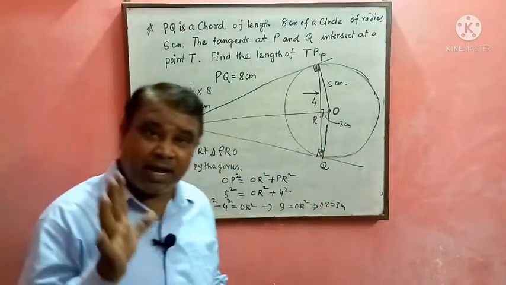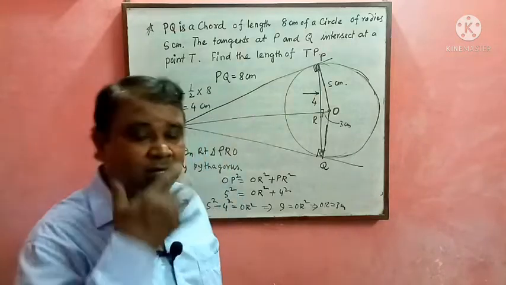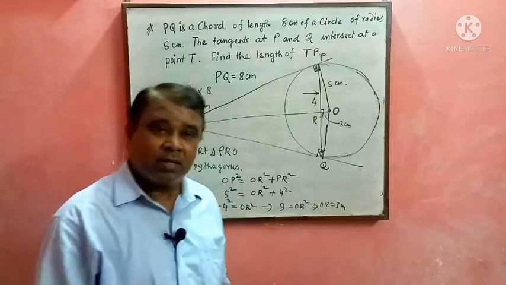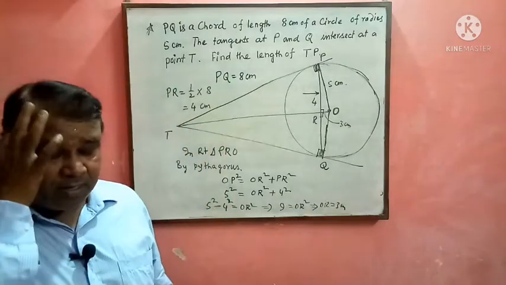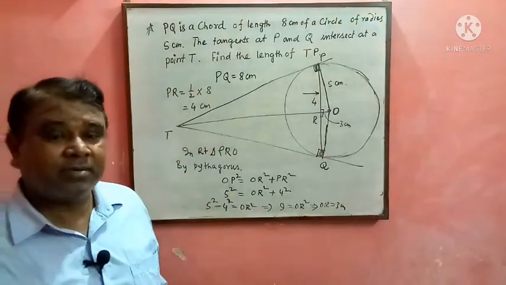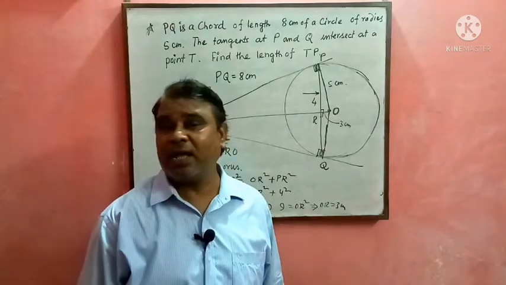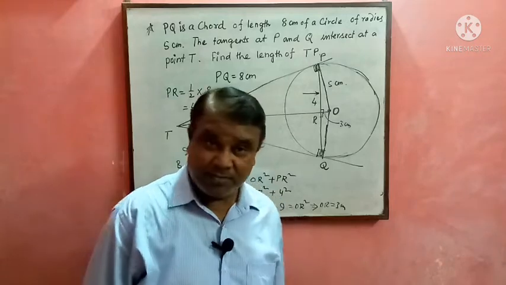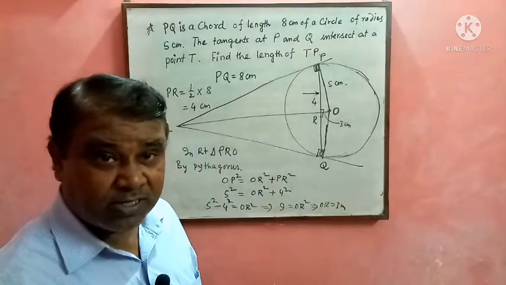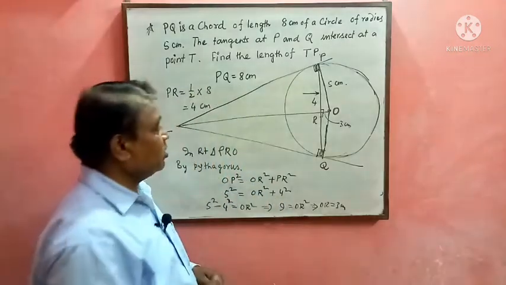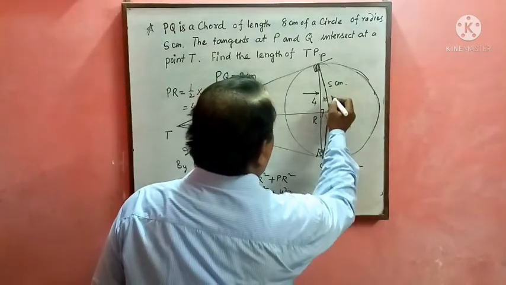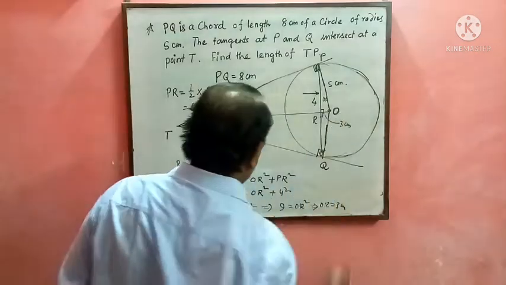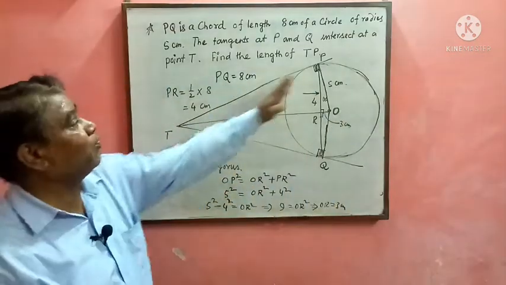My sixth formula for circle, if you have my earlier session where I have already explained regarding the circle, there I have given 6 formulas. The last one is your this triangle, I mean PRO and PTO will be similar for this type of problem to find out PT.